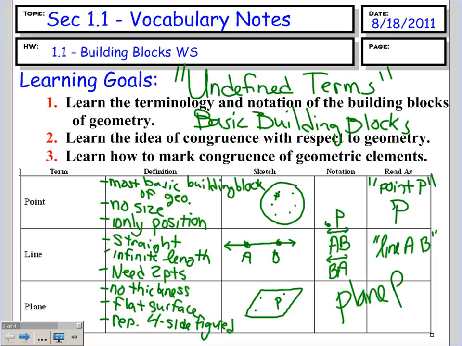Every single other thing in geometry is based on these three things. So these are where we start, and everything else is based on it. Does that make a little bit of sense? It's a strange term, but this is how it's going to be referenced on your test. It'll say, what are the three undefined terms? And you'll write point, line, plane. Point, line, plane. Got it?